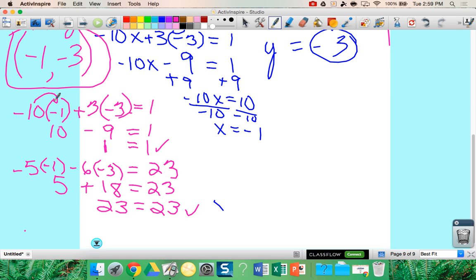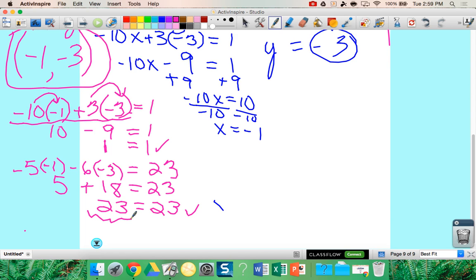Negative 10 times negative 1 is positive 10. 3 times negative 3 is negative 9, and then 10 minus 9 is 1. But you can use your calculator, and if you put it in exactly like this here, it'll give you 1. Okay. So like if you're on a test and you run out of time, I understand if for some of them you might have to just put this in the calculator to get what one side equals. Okay.